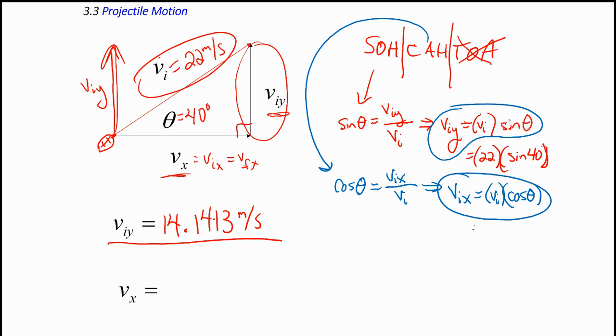For this one, we're going to take 22 and multiply by the cosine of 40 degrees. I've got that saved here on my calculator. So I'm just going to change this into cosine, and I get 16.853.